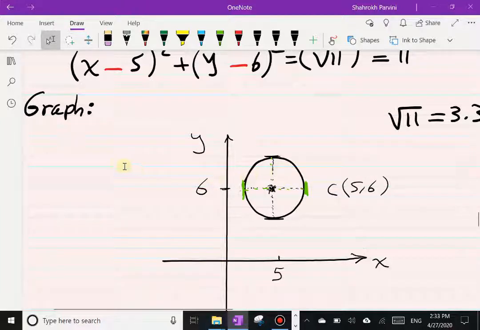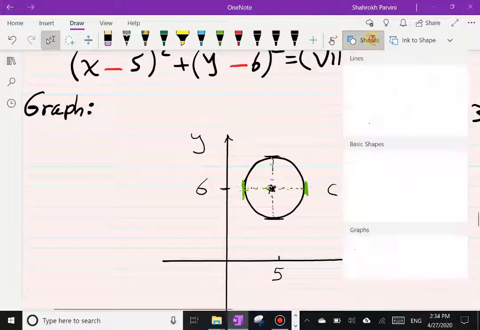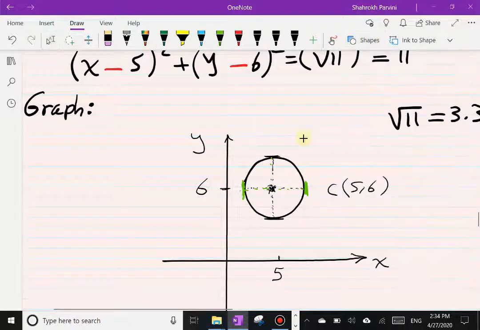Notice also the graph of the equation of a circle does not represent a function. So you can see again, it fails the vertical line test. If I just draw a line here, you see that line crosses the circle at 2 points. Anywhere along the circle, I move this line.